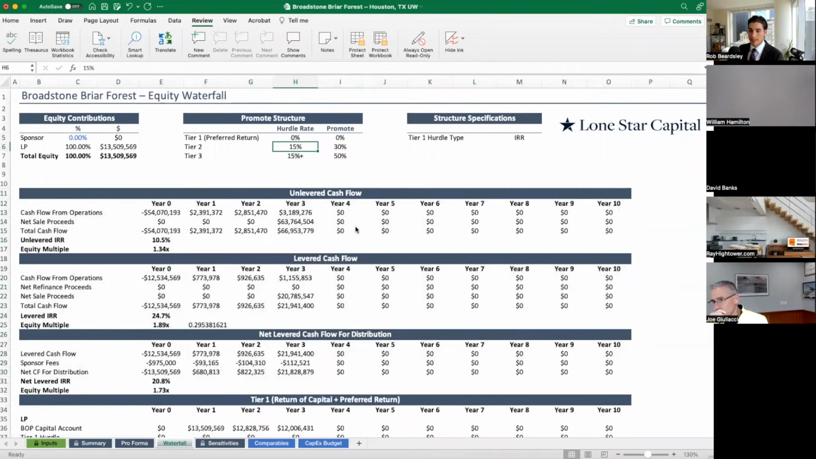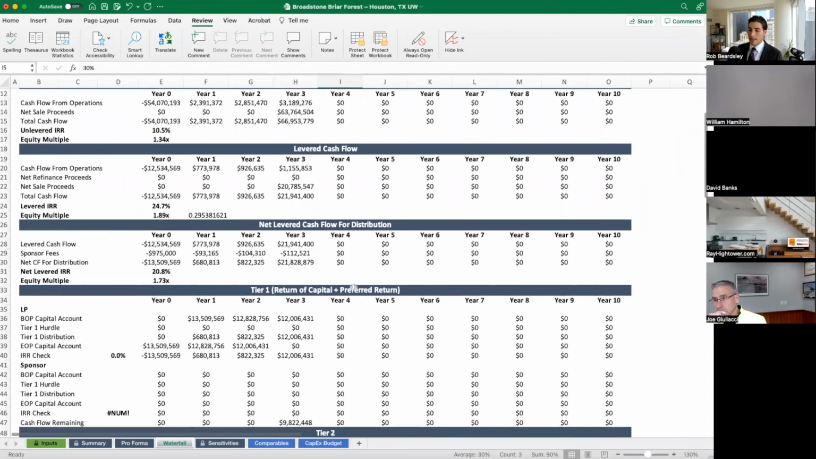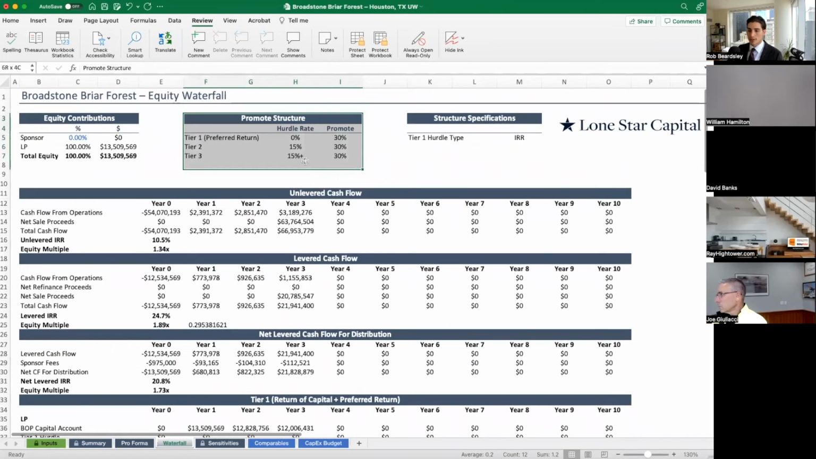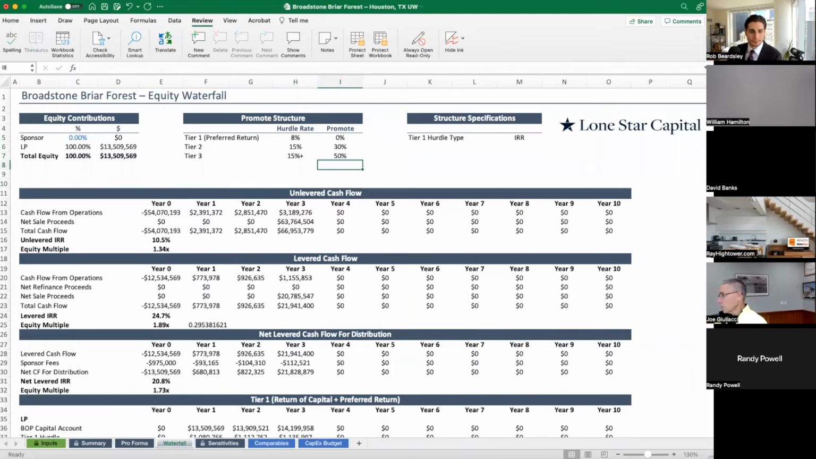One way to do it would simply be to have a 0% hurdle rate in tier 1. And then you would just go 30% right off the bat. And now that means regardless of what's happening, you're taking 30% of everything. I don't recommend investing in a structure of that nature, but you absolutely can, and you can structure it in the model as well. I'll leave that at that unless someone wants me to go further into that topic.